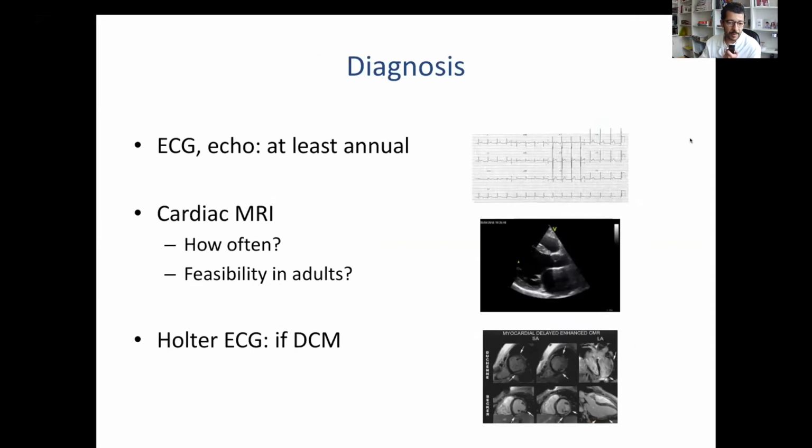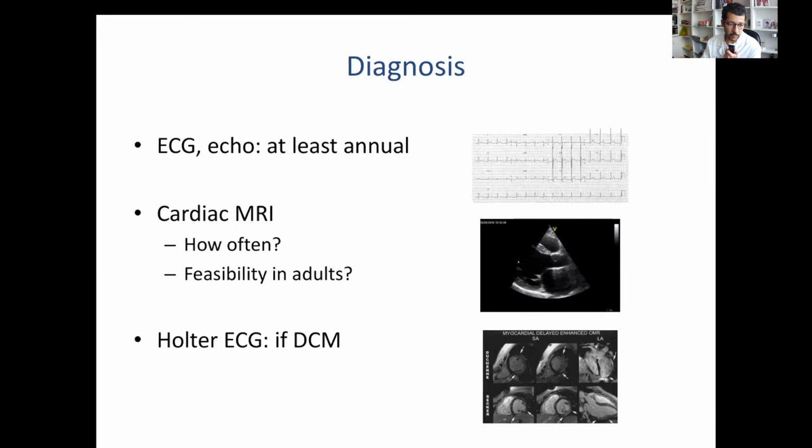So the first step in cardiac management is the diagnosis, and it's very important to have a cardiac follow-up on an annual basis, mainly based on the ECG and the echocardiograms for the diagnosis of myocardial abnormalities and for their follow-up. So an annual basis is probably the minimum that should be offered to adult patients with DMD.